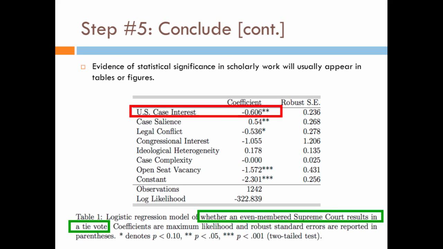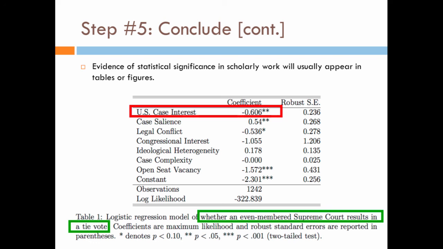The table then lists a host of independent variables that we think might matter, like whether or not the United States government through the Solicitor General participates in the case. That's what I mean when I say U.S. case interest. There are other factors like case salience, which is how important the case is, and legal conflict, and other things that we'll look at this semester and go into in much greater detail later. But for now, let's just look at the first independent variable, U.S. case interest.